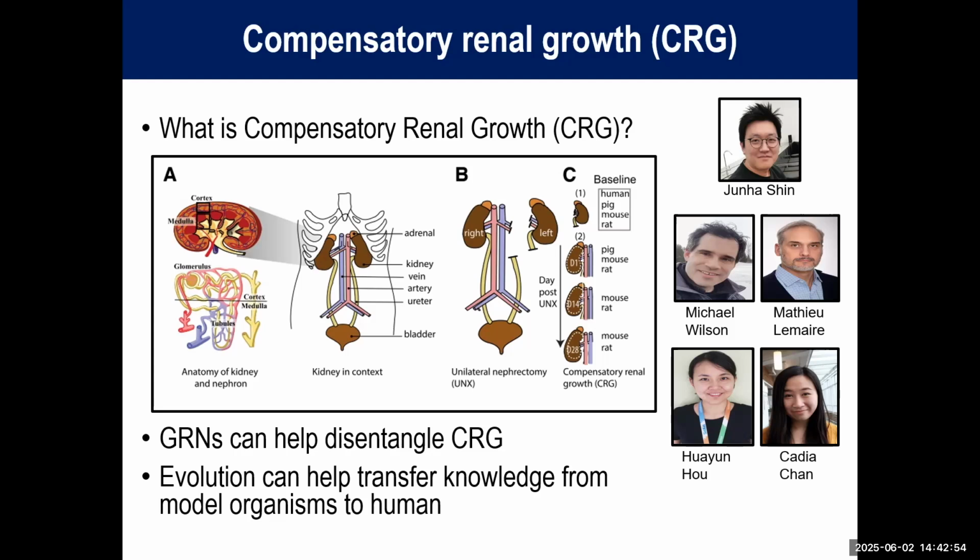So why not make use of this information? Basically, this evolution can help us transfer the knowledge from different species like pig, mouse, and rat to human. With our collaborators at the University of Toronto in Canada, we have novel pig, mouse, and rat data. For human, we are using publicly available data sets. So we have control and then different time points, that is, when the kidney is removed. So what happens after 2 hours, what happens after 6 hours.